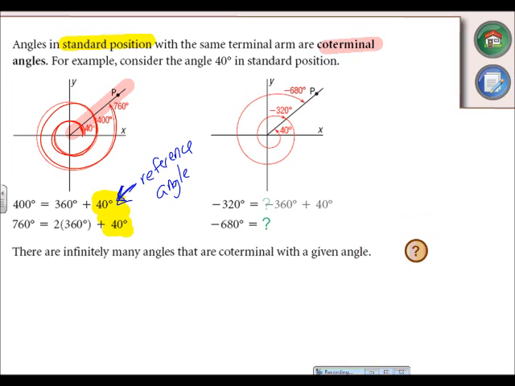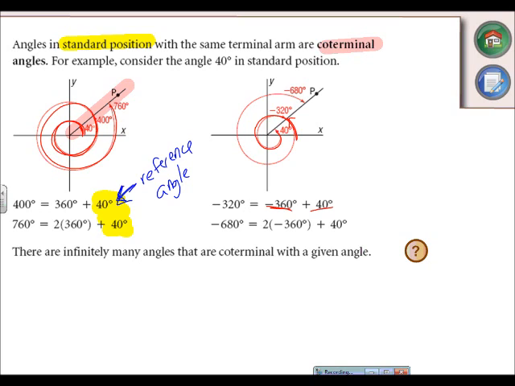Really what's happening here is we're going 360, but went too far in the negative direction, coming back 40. So negative 360, and then come back 40 degrees. That's how we're getting this negative 320. Same thing with the negative 680. Two times around, that's negative 720, but went too far, come back 40 degrees. Again, that 40 degrees is still the reference angle.